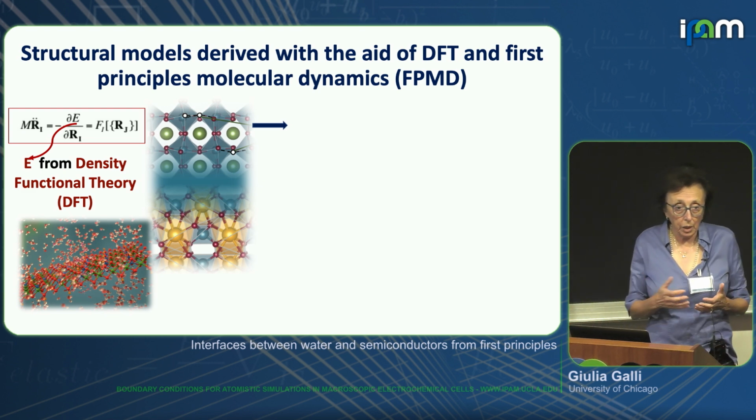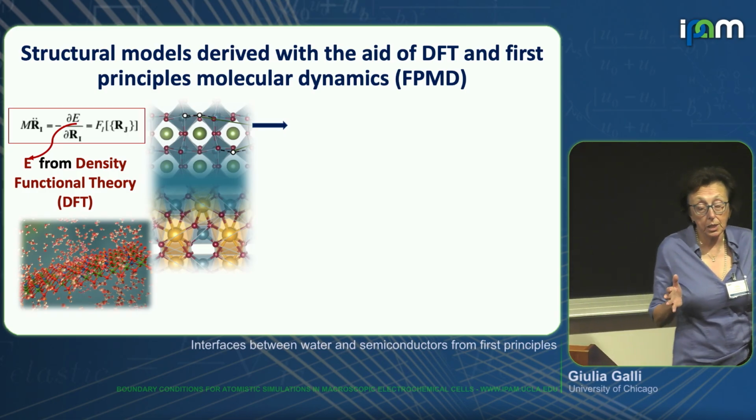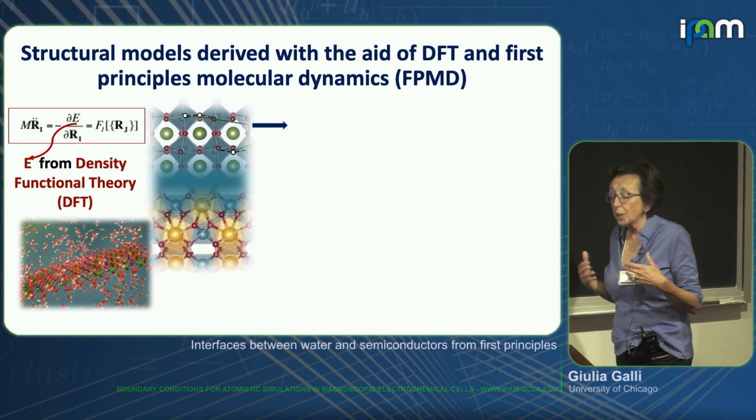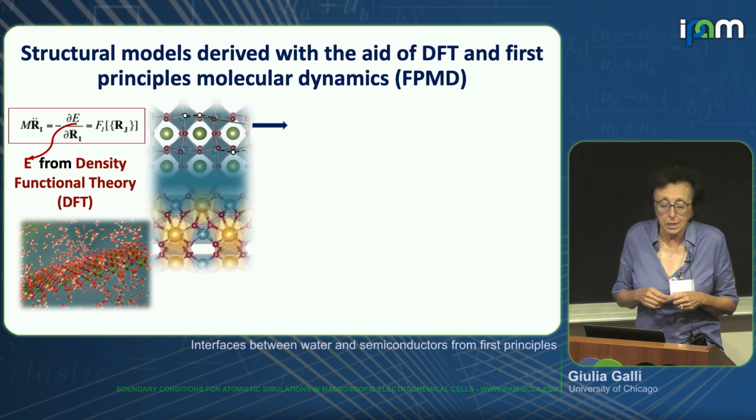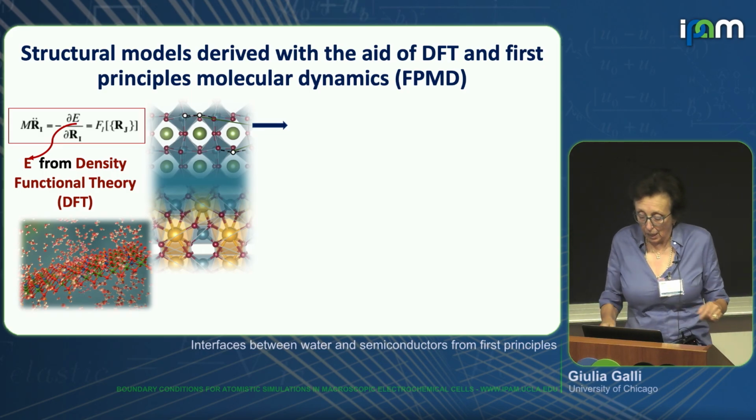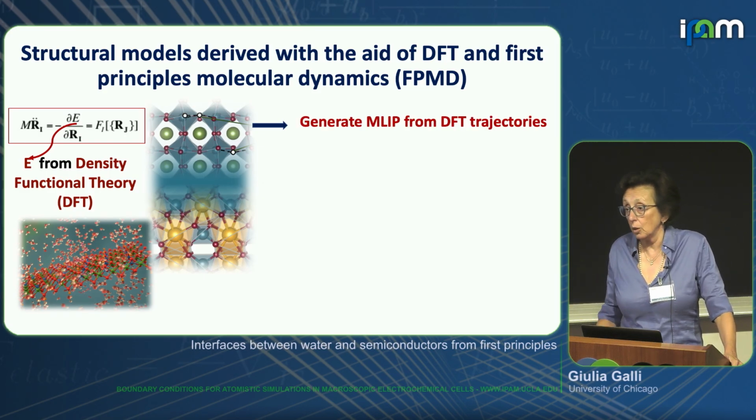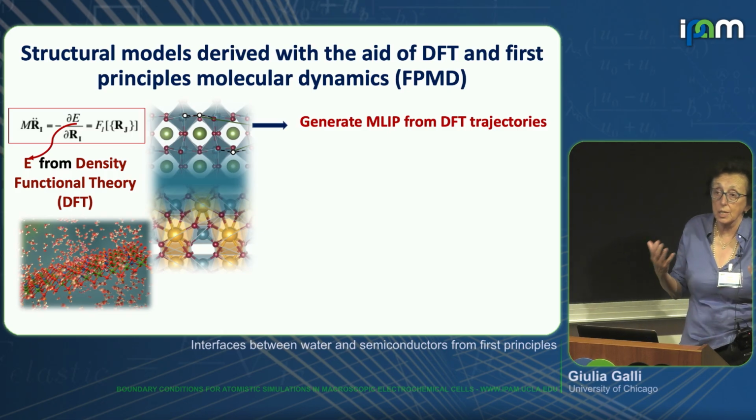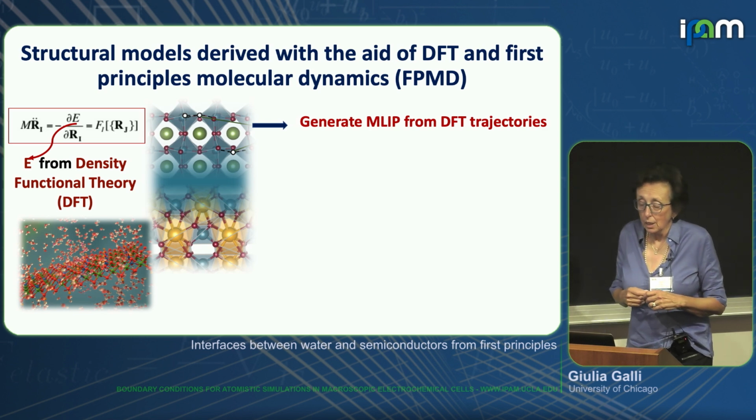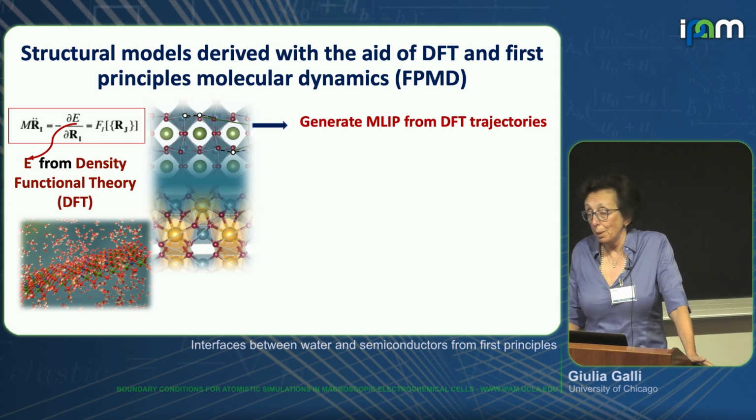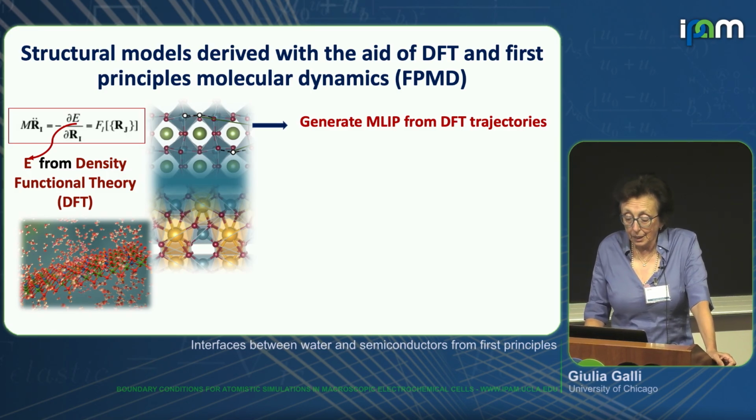Okay, so what do we do? When we want to study an interface from first principles, the first question is, what is the structural model? And we derive a structural model from first principles molecular dynamics using density functional theory. And these days, we have started, as many in the community, also to use forces and energies from density functional theory to generate machine learning interatomic potentials, although by no means are we experts on that, and we have done very little in that respect.